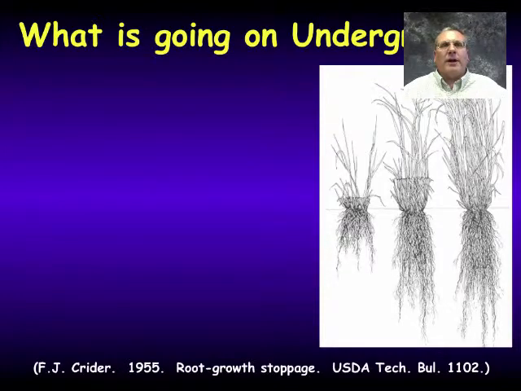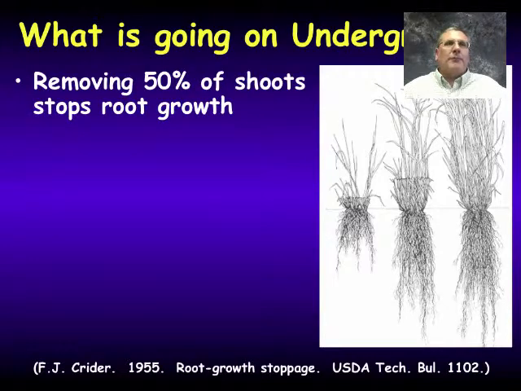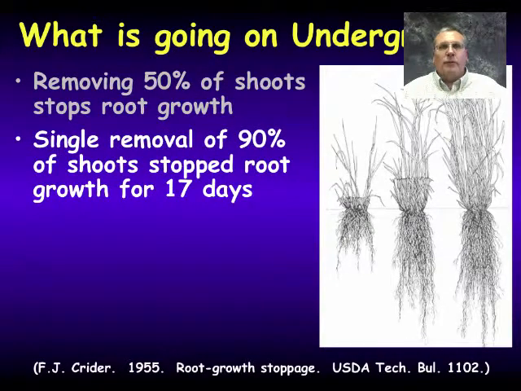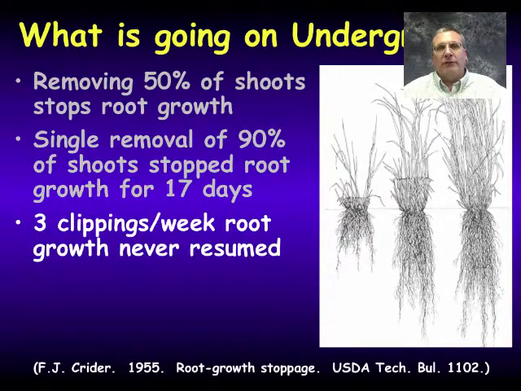The last thing I want to talk about is a little bit about what's going on underneath the ground. And we don't talk enough about this, but what we do to the top of the plant impacts what's below the ground. If we remove 50% of the shoots, and this was a study done by Kreider in the 1950s, we stop root growth. If we remove 90% of the shoots, we stop root growth for 17 days.